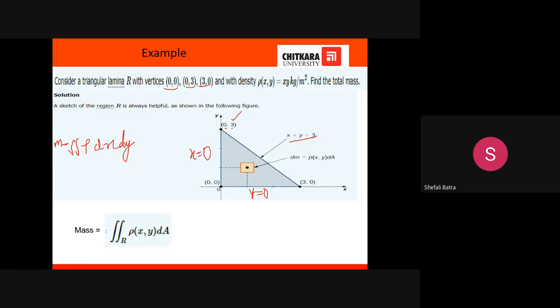Now this is the formula rho dA. So if I'm writing double integration rho dy dx, then I'm making a vertical strip. Now hurry up, tell me what will be the limit of y.